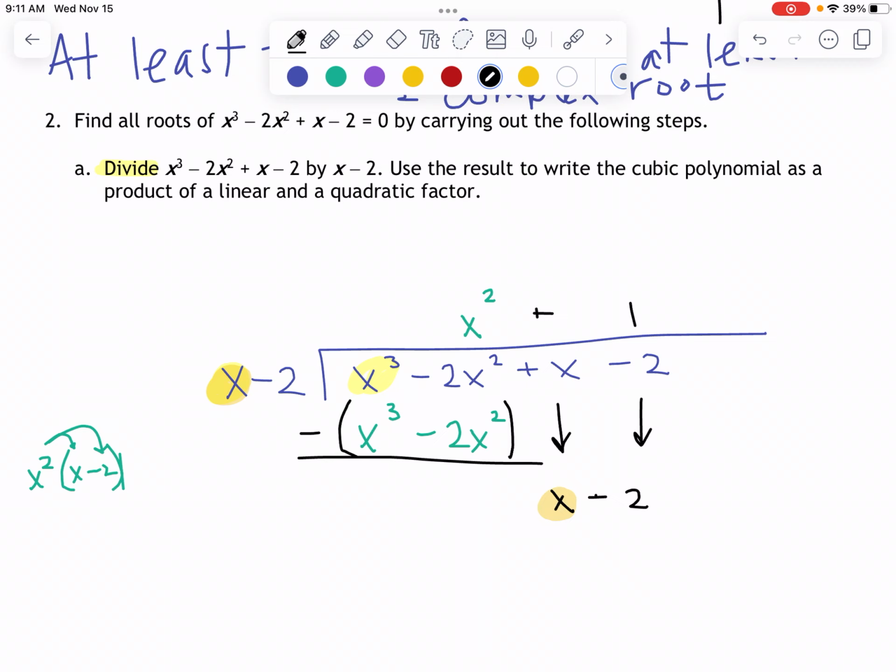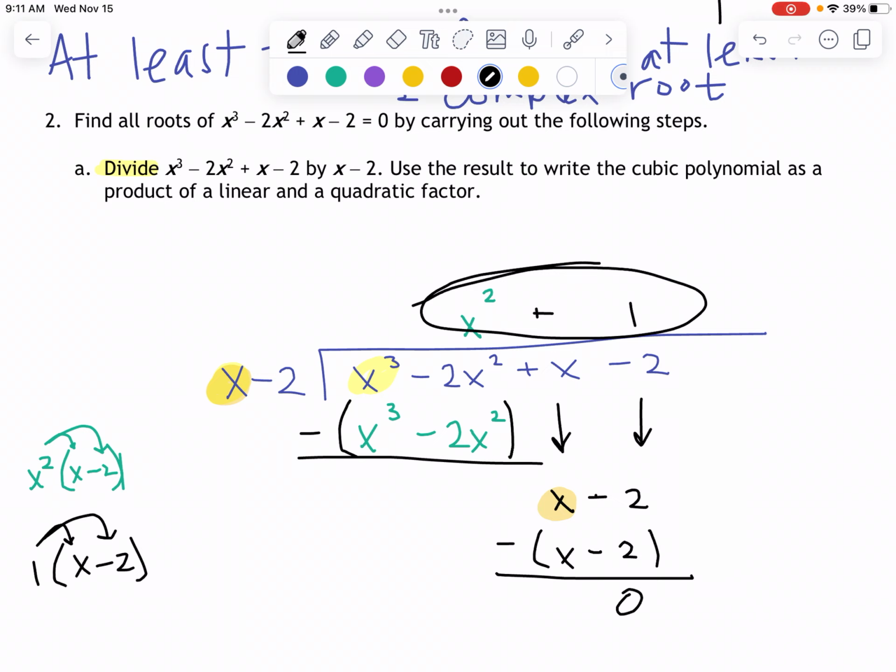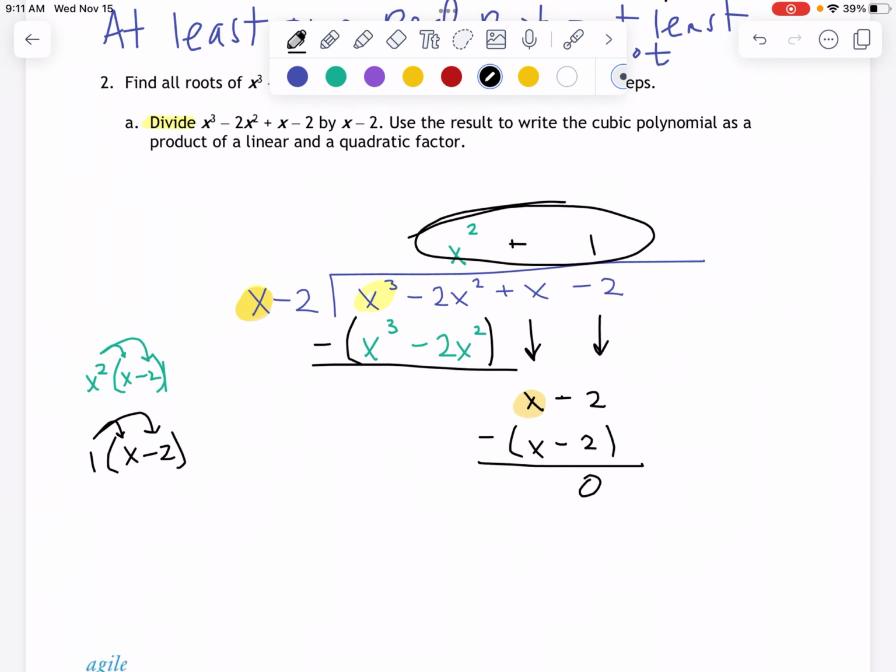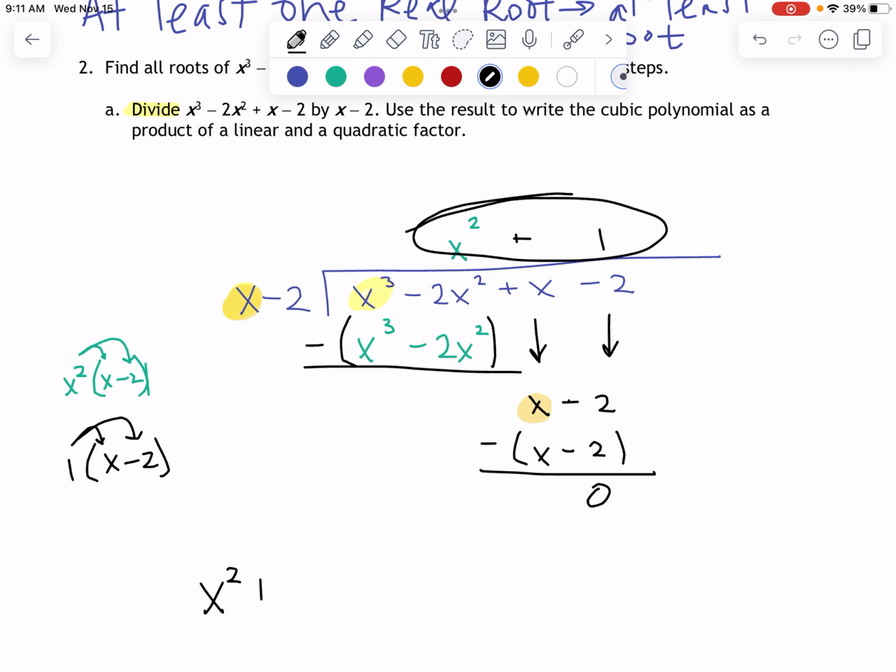Sorry, x times 1 gives me x. So a little side work hanging out here, I have 1, and I'm dividing by x minus 2, so if I distribute that throughout, I have an x and a negative 2. I subtract that down, and I have 0. So I know that when I take x cubed minus 2x squared plus x minus 2 and divide by x minus 2, I get x squared plus 1. I could check this out and do that box method and multiply these together, and that's going to get me back to where I started. All right, so this is polynomial long division.